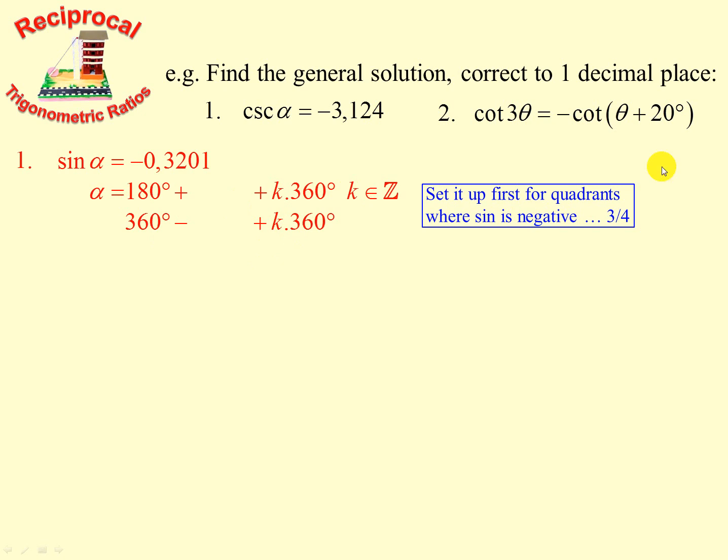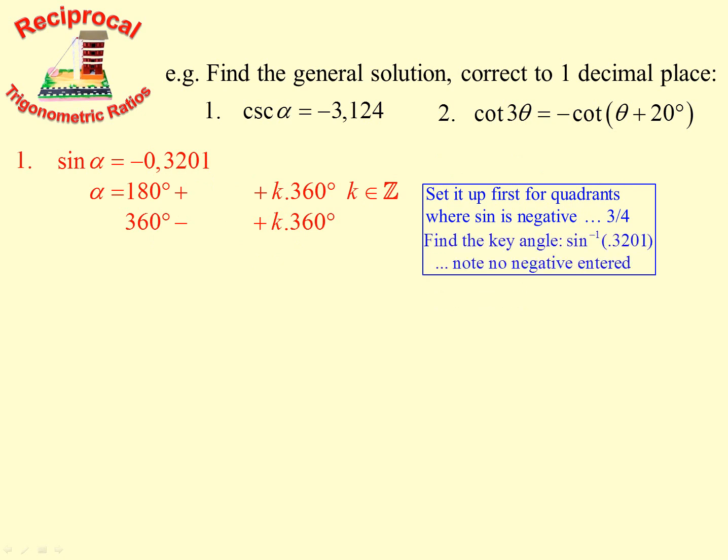Now we're going to substitute 0.3201 into our calculator with sine to the minus 1, the inverse sine, but do not enter the negative. We've used the negative to determine the quadrants. Do not enter the negative again because it's just going to cause you complications. And there is what the calculator will give us. And that's it. We do not have to write k element of Z more than once in the question.